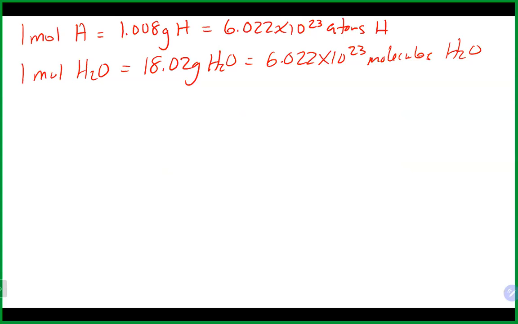All right, so again, you could use this relationship between these two. You could use this, which is the molar mass, and this is obviously Avogadro's number. Those are the two relationships there. So let's take a look at some examples where we do some calculations using these.